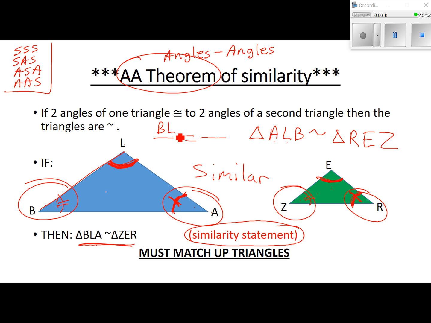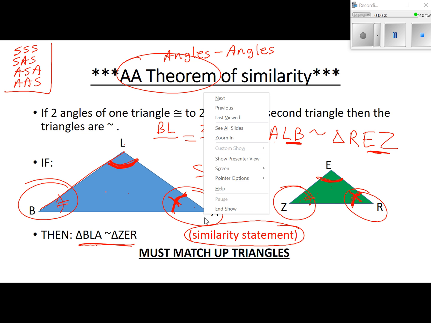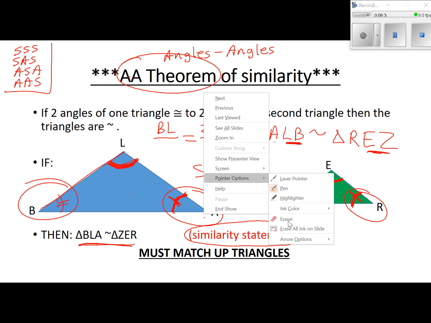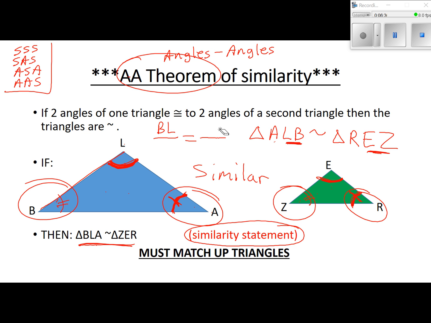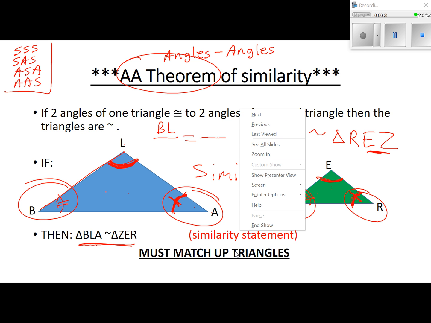Well, side BL, you can either look at the picture and figure it out, or you can look at the names. BL is right there, so it has to be the same as this one, which would be ZE or EZ. And let's change that. I don't want to put that there. It's not going to make any difference.